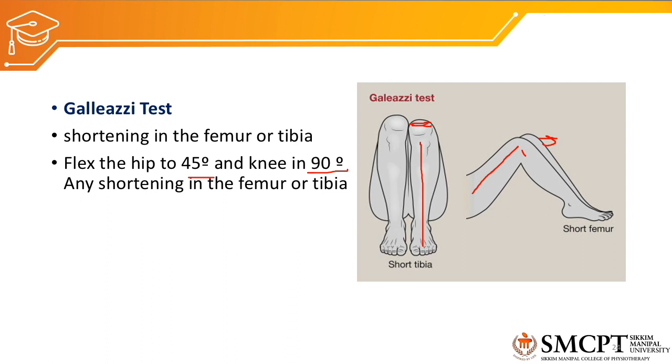Then we discussed the segmental measurement, where the first segment we measure is from the ASIS to the greater trochanter, the second segment is from the greater trochanter to the lateral joint line of the knee, and the third segmental measurement is from the medial joint line of the knee to the medial malleolus. And we discussed the Galeazzi test, where we ask the patient to flex the hip to 45 degrees and the knee to 90 degrees, and then see if there is abnormal shortening or lengthening of the tibia or femur.